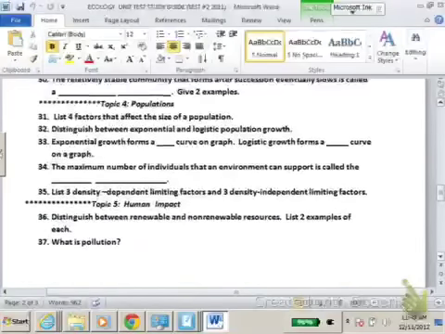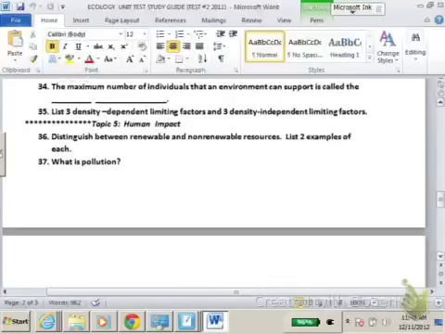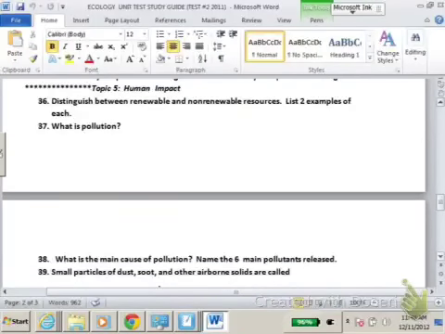Okay, let's look at 36. It says to distinguish between a renewable and non-renewable resource and to list 2 examples of each. Remember, renewable, you can use them over and over again and you won't run out. That would be like trees and water. Non-renewable is basically you're going to use them up faster than they can be replaced, and those are fossil fuels and metals. What is pollution? It's just the release of harmful substances into the air, water, or soil.